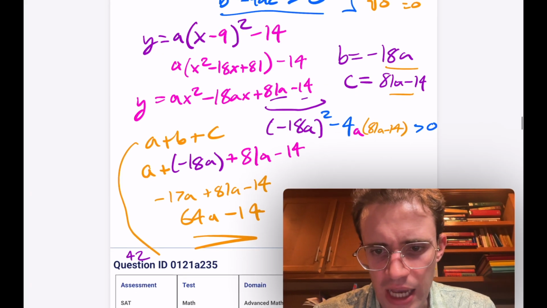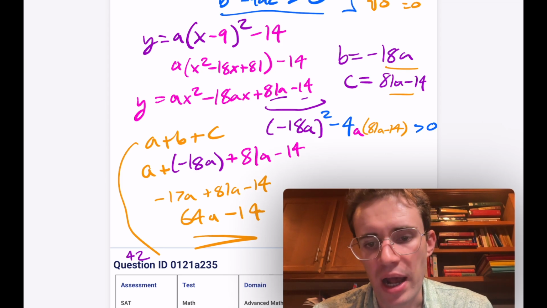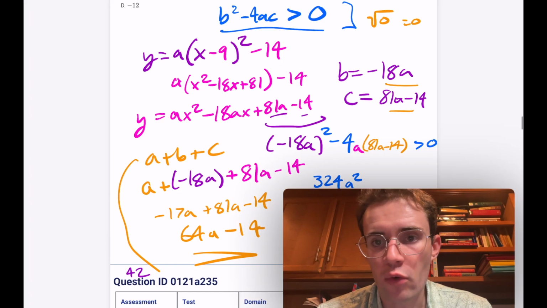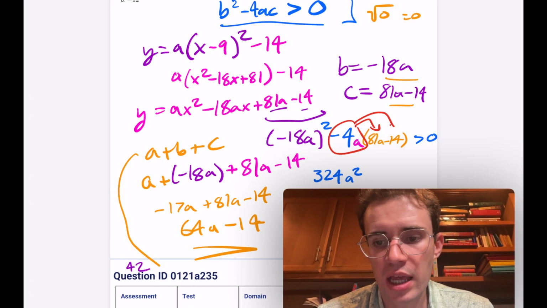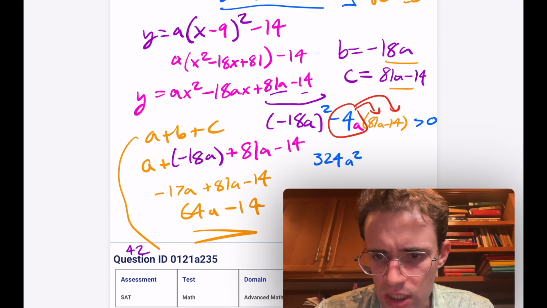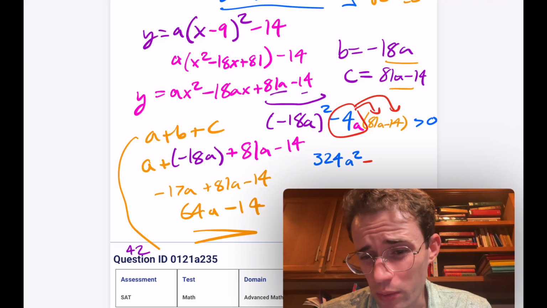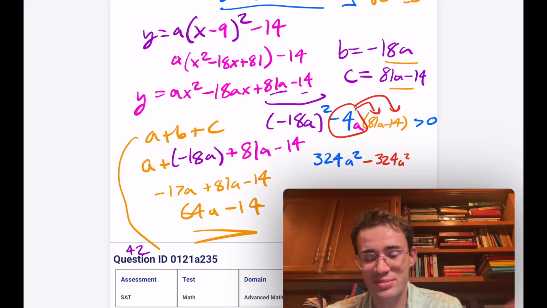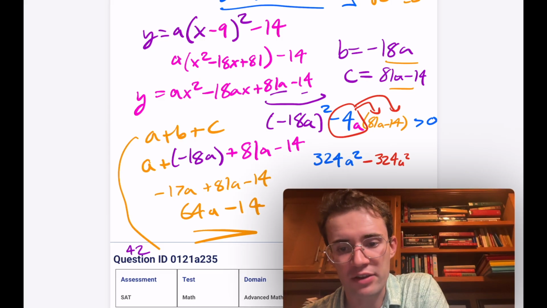Okay, so now if I multiply this out, we get negative 18a squared. Negative squared is going to be positive. 18 squared is 324. So we get 324a squared. Negative 4a is getting distributed to both of these. So negative 4a times 81a and times negative 14, which gives us 324a squared minus 4 times 81, which would be 324. Oh, nice. Okay, this seems like it's going to be the answer now because those are going to cancel out the a squared values. And then we have negative 4a times the negative 14.